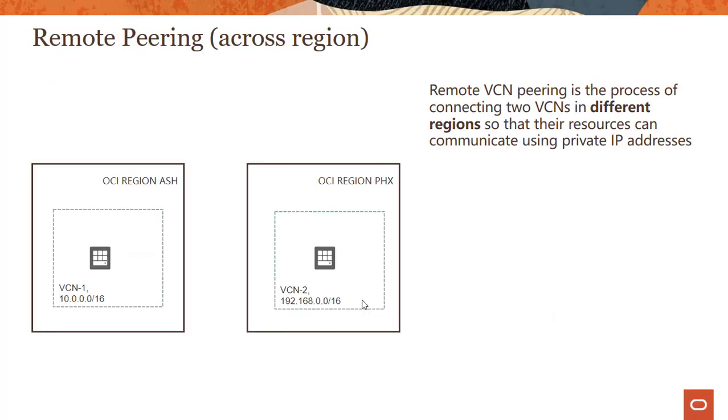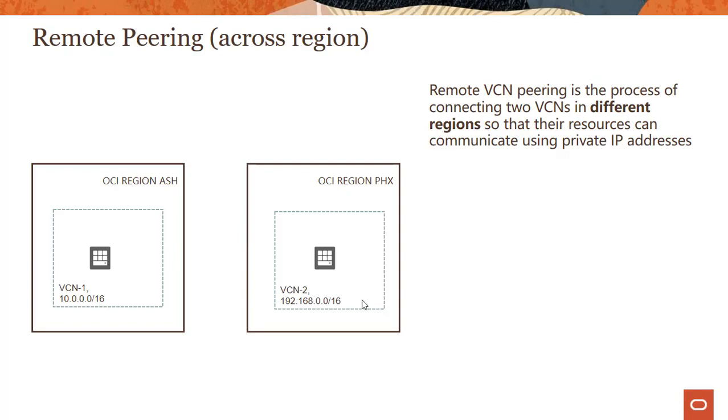Now, what is remote peering? Same concept, but now you're connecting VCNs in different regions. Why would you do that? The most obvious use case is disaster recovery. You want to do some kind of DR, you have your VCNs connected, and you could take backups, you could do DR between regions.